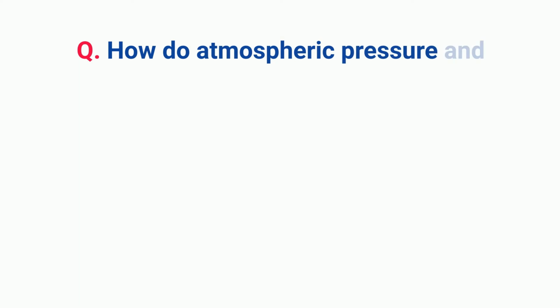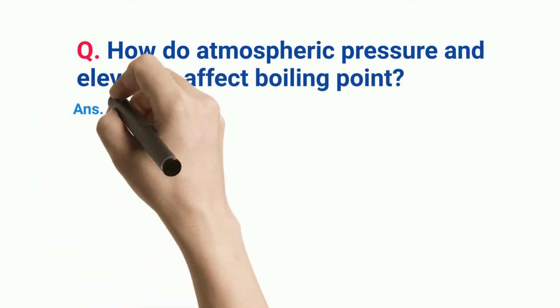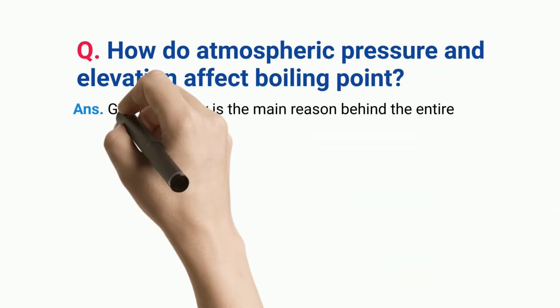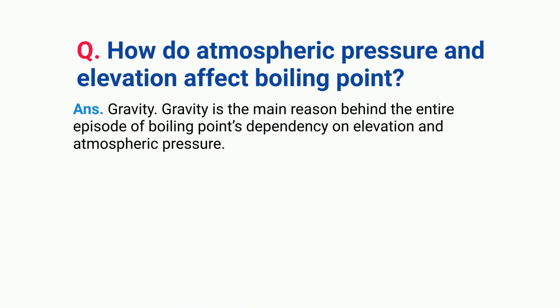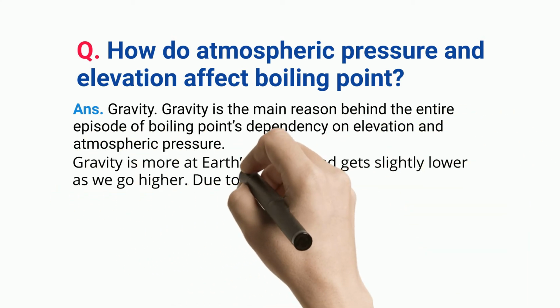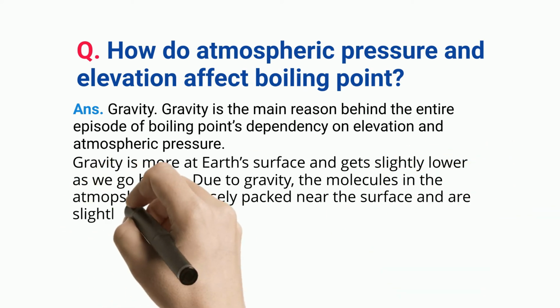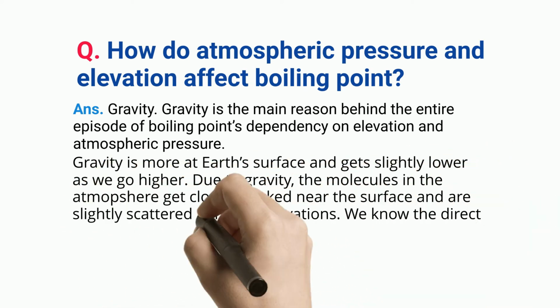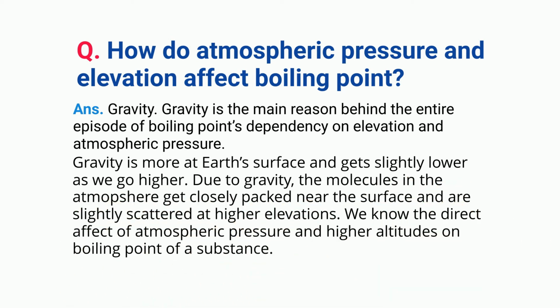How do atmospheric pressure and elevation affect boiling point? Gravity. Gravity is the main reason behind the entire episode of boiling point's dependency on elevation and atmospheric pressure. Gravity is more at Earth's surface and gets slightly lower as we go higher. Due to gravity, the molecules in the atmosphere get closely packed near the surface and are slightly scattered at higher elevations. We know the direct effect of atmospheric pressure and higher altitudes on the boiling point of a substance.